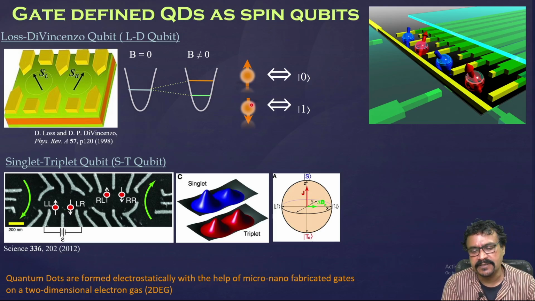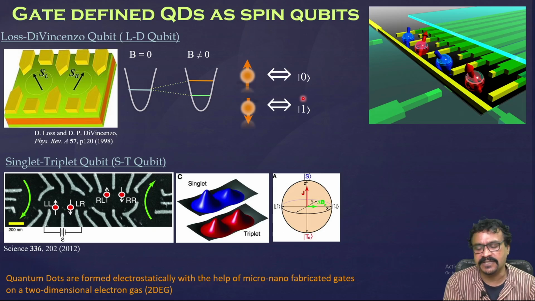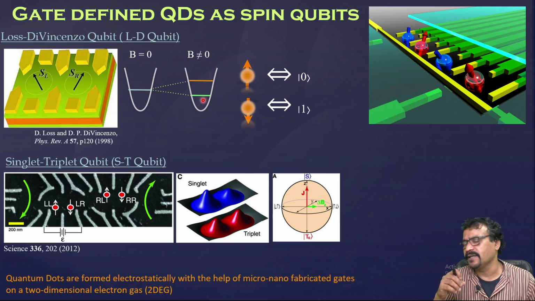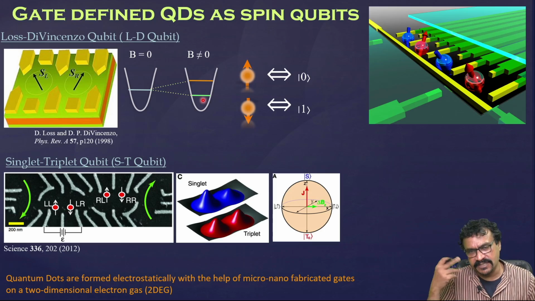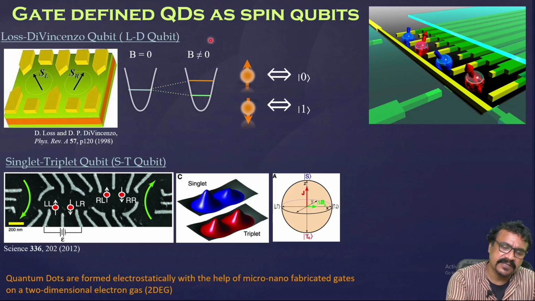Okay. So, you can assign one of these as the 0 state, another one as the 1 state. You can use these states to store and manipulate the information, and the transition between these two states can be driven by applying electromagnetic radiation of appropriate frequency, which is equal to the energy difference. So, that is the qubit, and that is how you manipulate the qubit. This proposal is generally referred to as the LD qubit or Loss-DiVincenzo qubit.